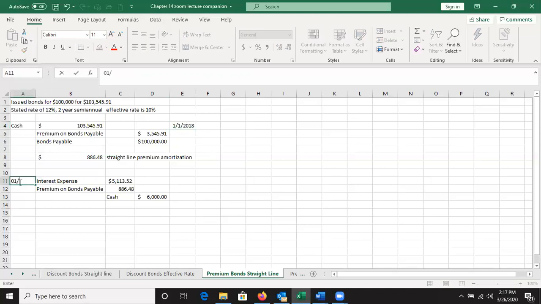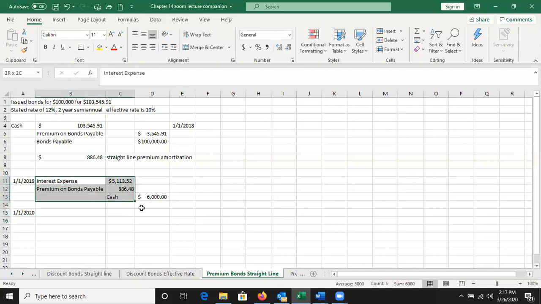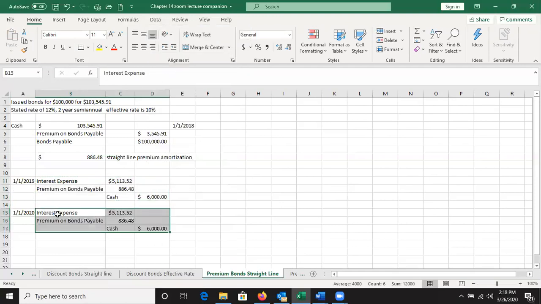So if we did this journal entry up here on January 1st, 2018, this one down here would be for January 1st, 2019. We'd go down to January 1st, 2020, and it would be, guess what? The same exact entry, because the straight line method is nice and polite, and we like it. And we would do that for all 2 years.